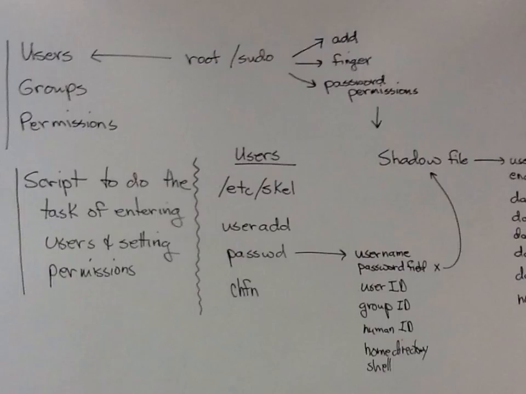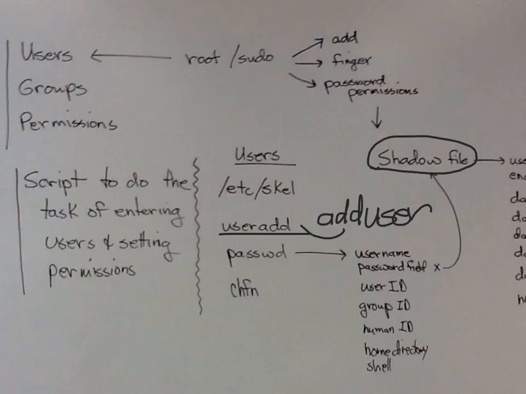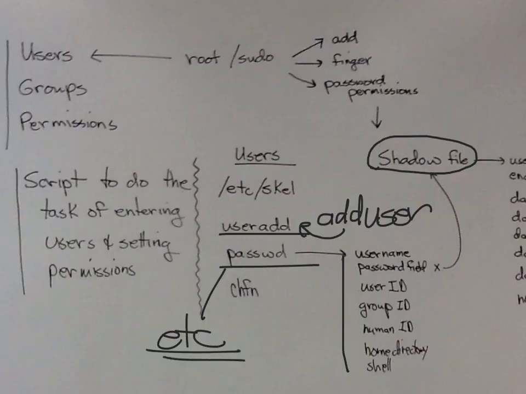So we're going to keep moving here. I just wanted to emphasize a couple things. The shadow file actually holds the password. We're going to look at that in a minute. We use useradd, but you could also use adduser, which is an alias that takes you to this. If you look at the password file, which is in the etc directory, you'll see all of these items.